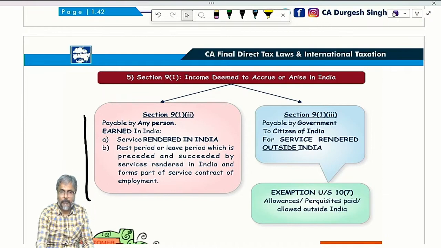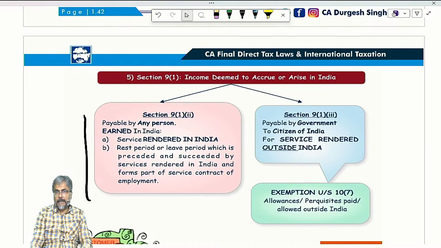So, deemed accrual would be when services are rendered in India. That is the one point which you have to be very careful about. But to expand the scope further, look at point number B: the rest period or the leave period which follows or precedes immediately the period of service in India, whatever salary is paid for that rest period, even that will be considered as income deemed to accrue in India.